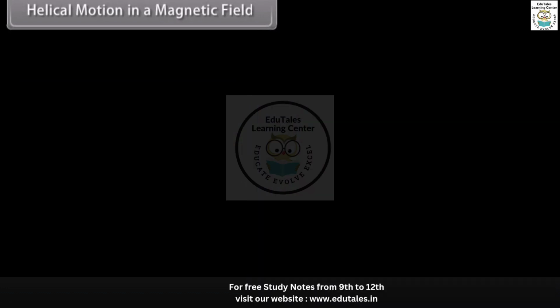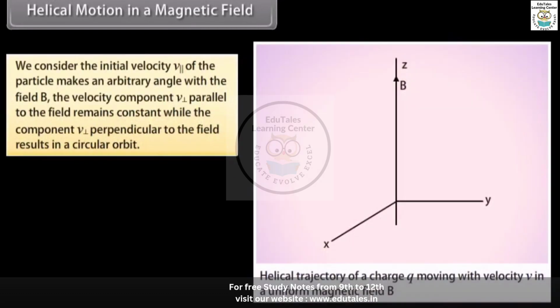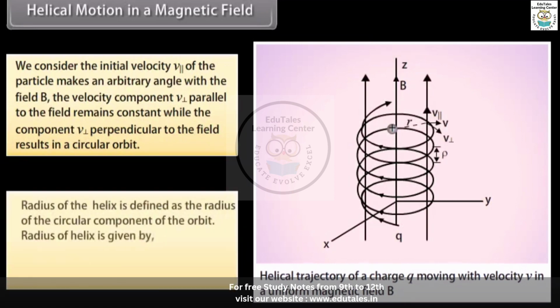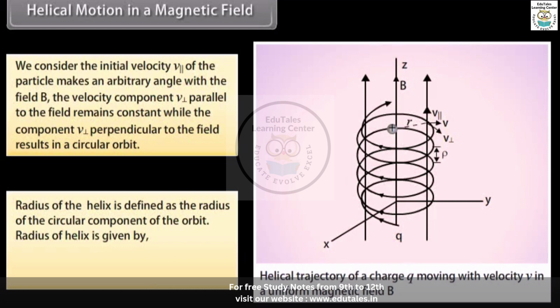Helical motion in a magnetic field. We consider the initial velocity v of the particle that makes an arbitrary angle with the field B. The velocity component parallel to the field remains constant, while the component perpendicular to the field results in a circular orbit. Radius of the helix is defined as the radius of the circular component of the orbit. Radius of helix is given by the perpendicular component of velocity divided by angular frequency, which is equal to m into the perpendicular component of velocity divided by qB.